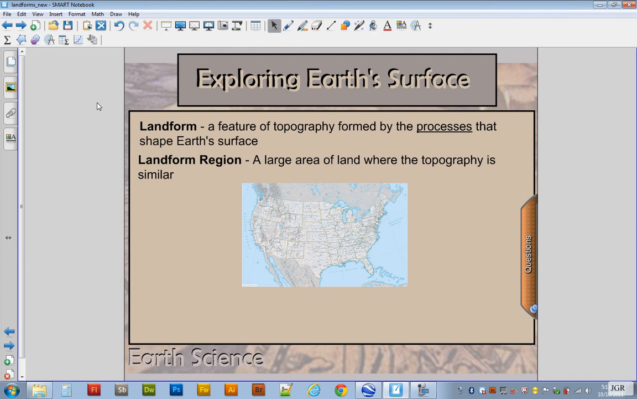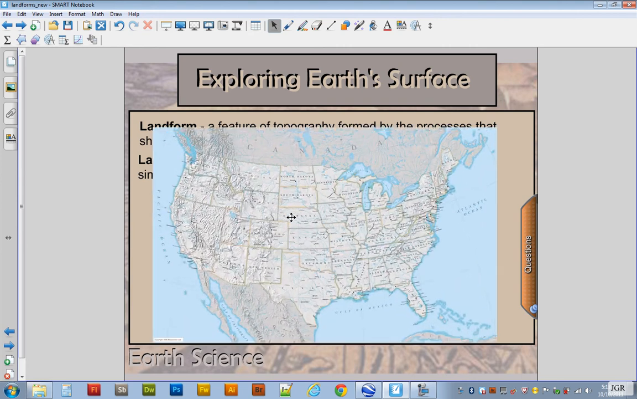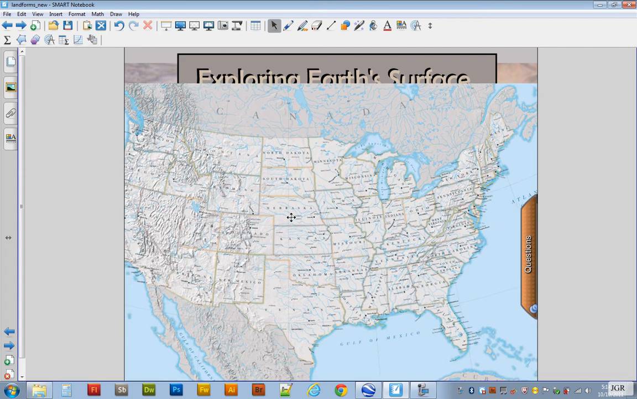So these are the three different types of landforms that we look at. Now we're going to go back to the next slide and talk about landform regions. Landform regions are just larger areas of the same landform. For that, we're going to take a look at this map. On this map we can see that there are large regions of area with the same topography, or should we say the same landform.